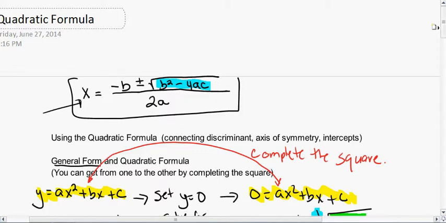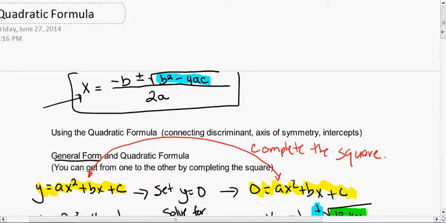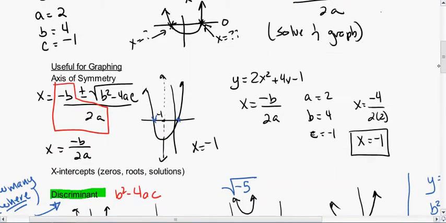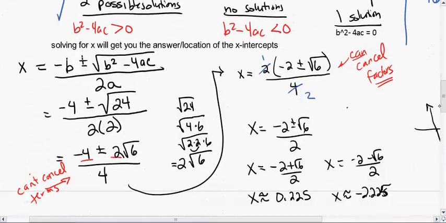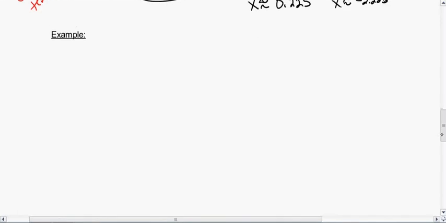So I'm going to do a couple of examples of using the quadratic formula, one for graphing and the other for just solving an equation. So let's start by putting the quadratic formula onto the magic paper here.